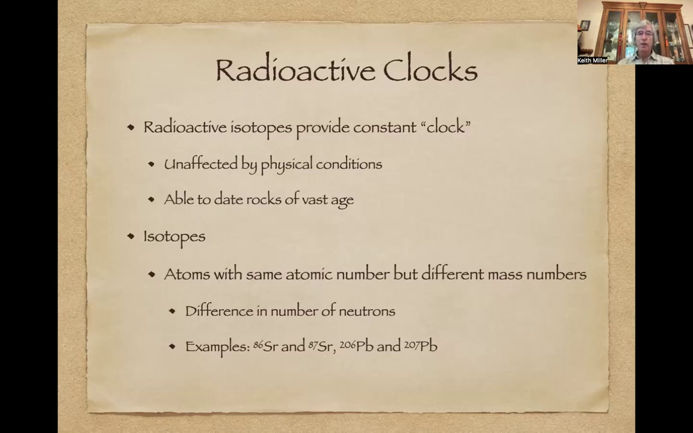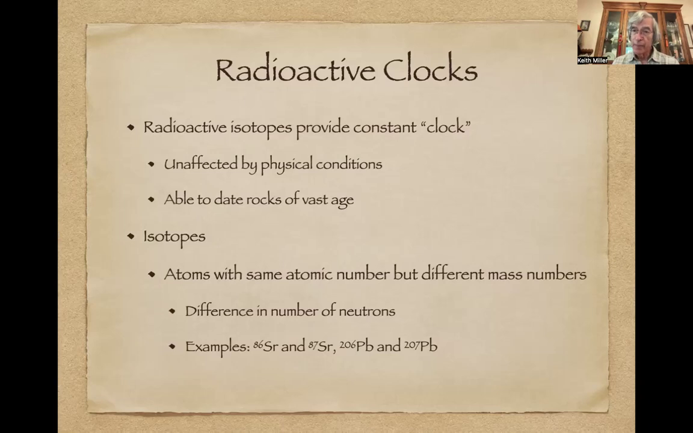So first, you need to know what an isotope is. Isotopes are atoms with the same atomic number, that is the same number of protons, that's what the atomic number is, but different mass numbers. What gives an atom nearly all of its mass are the numbers of protons and the number of neutrons, which are about the same mass.